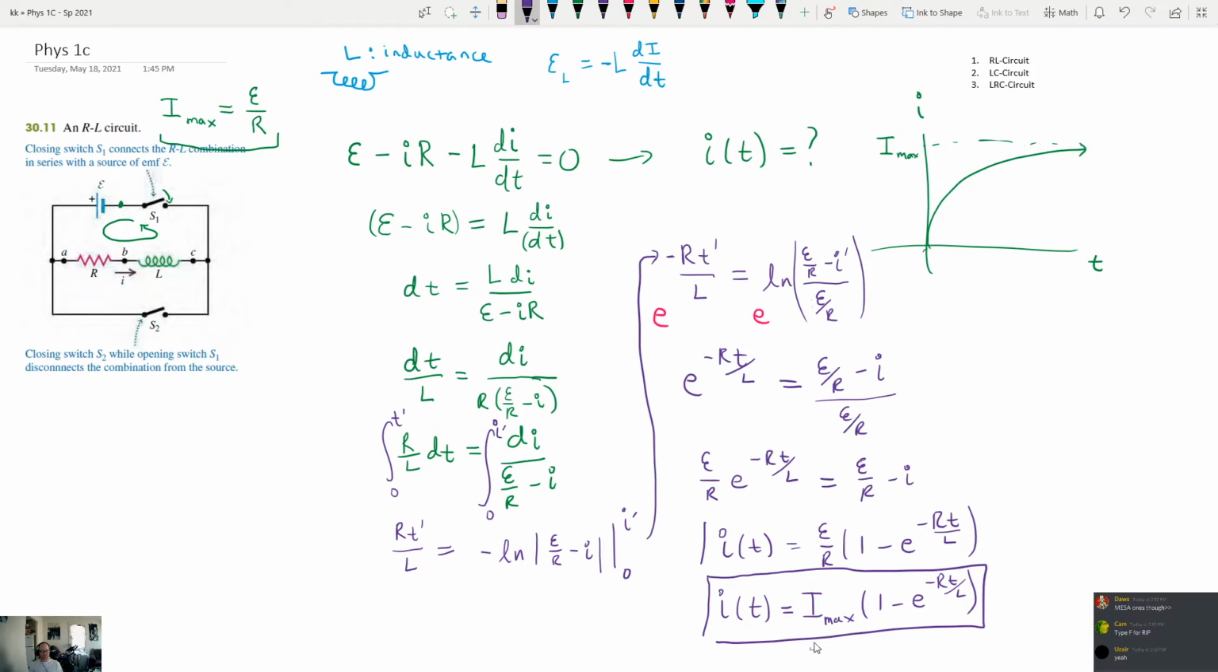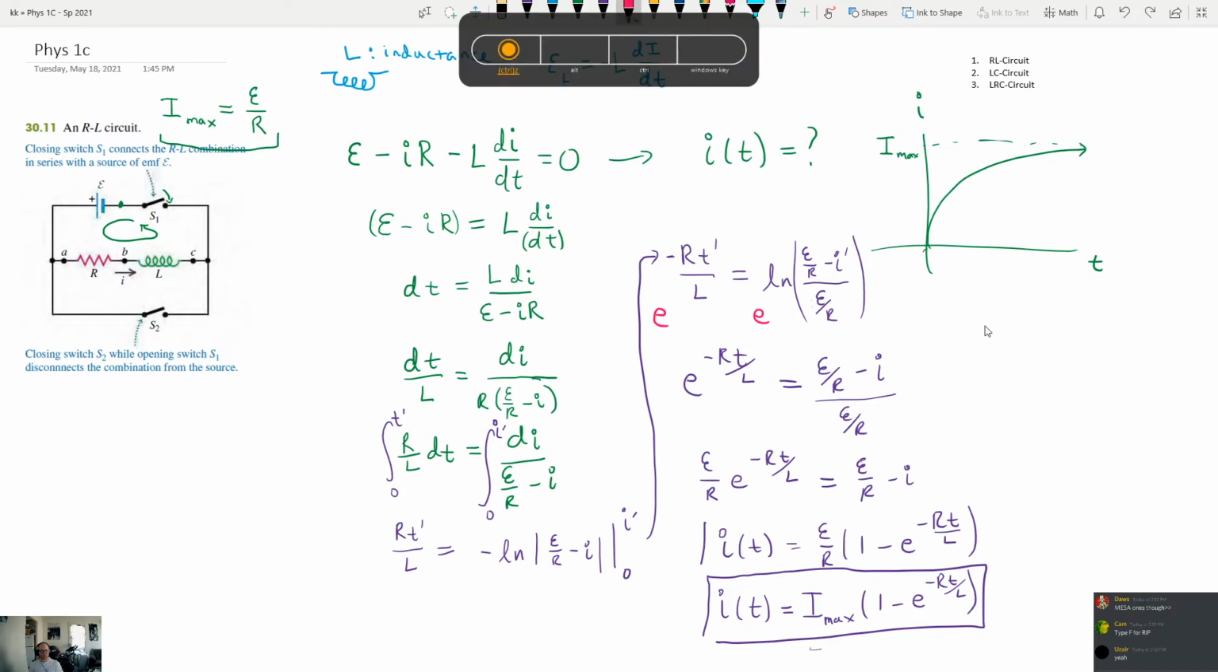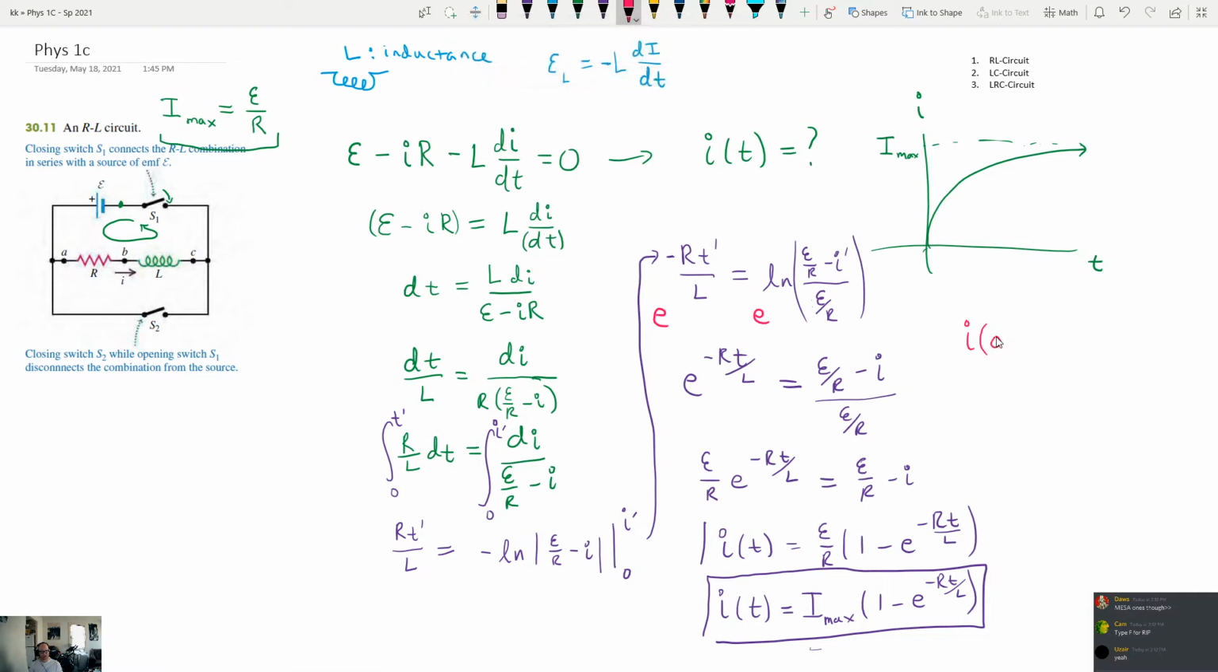Okay, so does this correspond to the picture that I drew up here on the right? What do you get when you put in I of 0? Let me do this in a different color. What's I of 0 equal to? Put a 0 in for t. What do you get? You get e to the negative 0, which is e to the 0. What's e to the 0 equal to? 1, yeah.